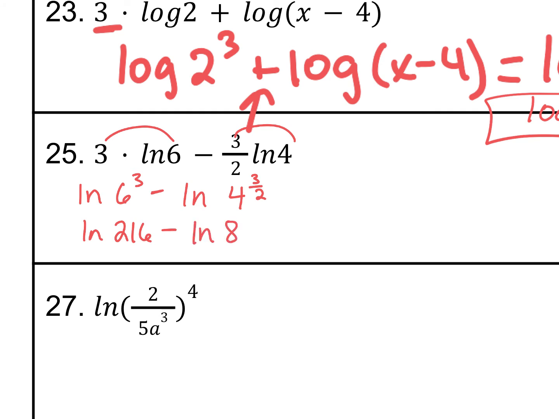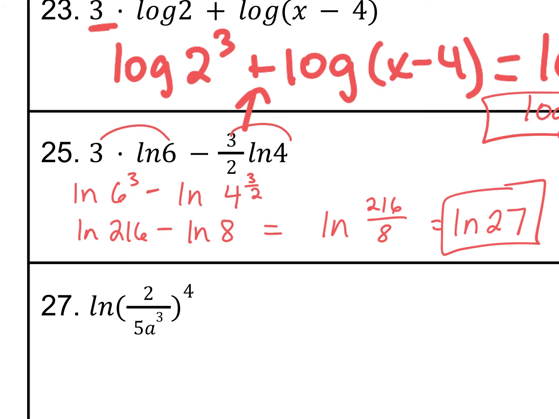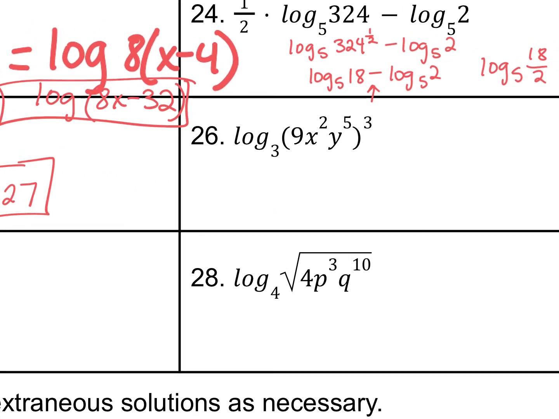Okay, and now we must change that subtraction sign to division. 216 divided by 8. 216 divided by 8 is 27. So this is natural log of 27. Leave it like that. Don't have to evaluate it. Okay. Next up, we've got expanding.